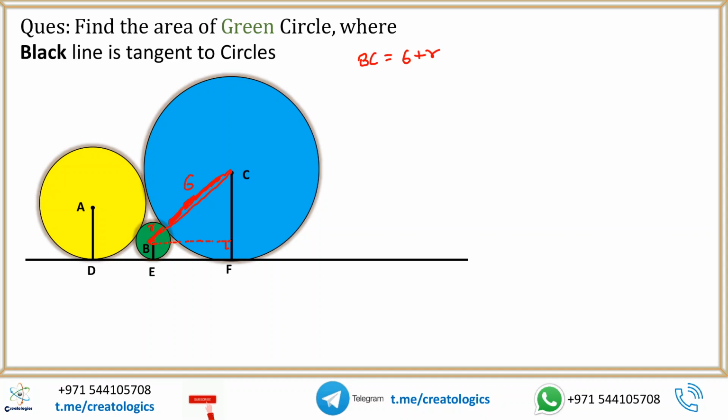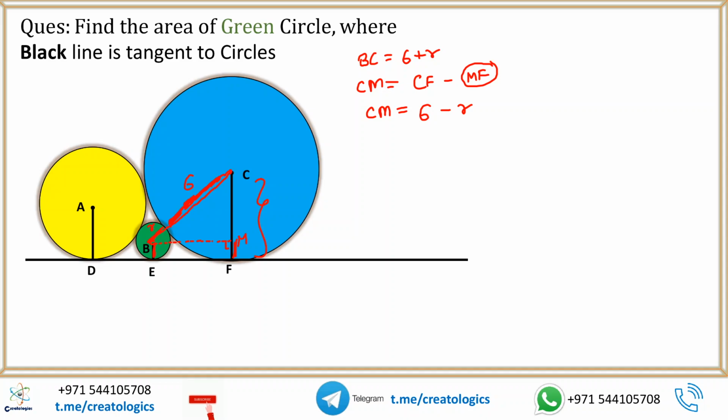Also, what about this? Let's say this point is M. Let us find the value of CM also. CM is given by CF minus MF. And you know that MF and BE are both the same, where MF is also equal to BE, which is the radius. So CM is equal to CF, which is 6 units, the radius of the blue circle, minus the radius of the green circle, 6 minus r.